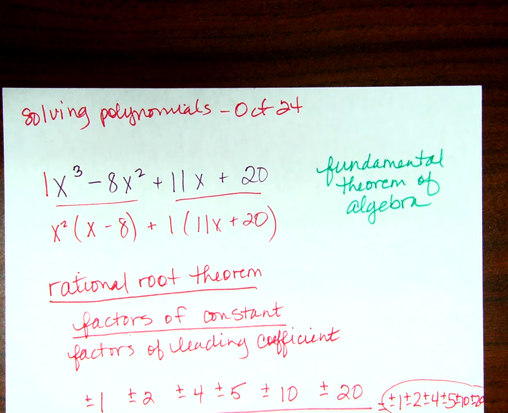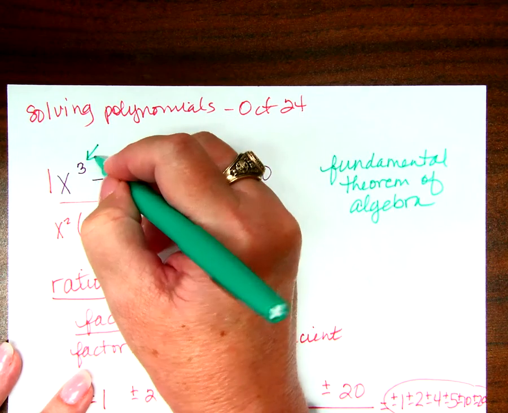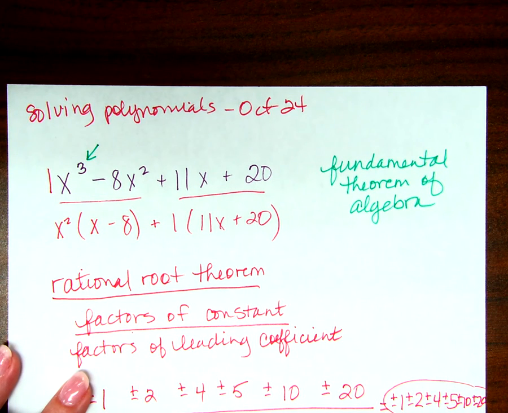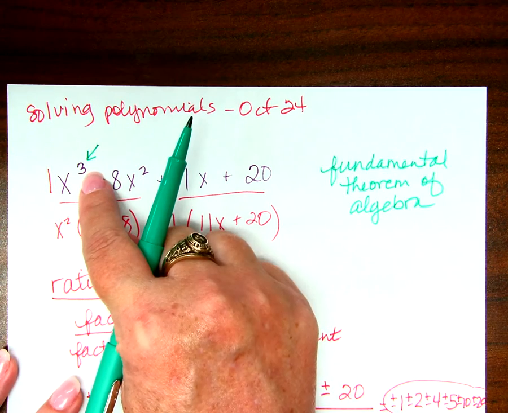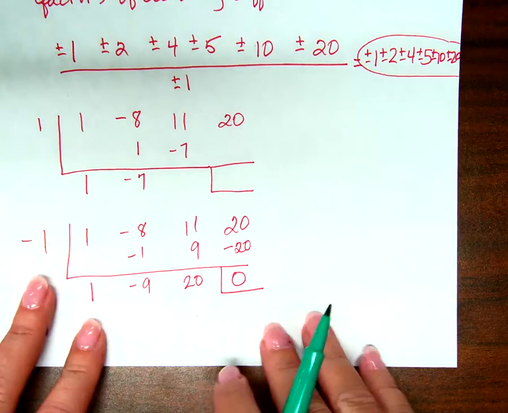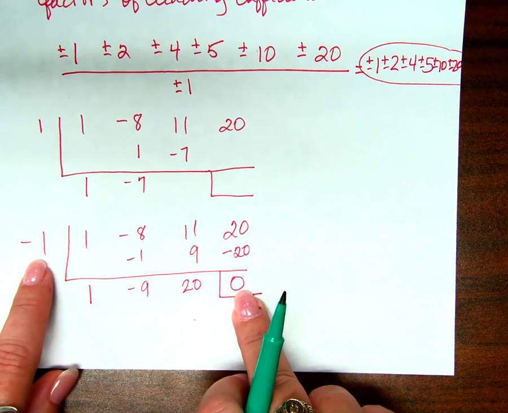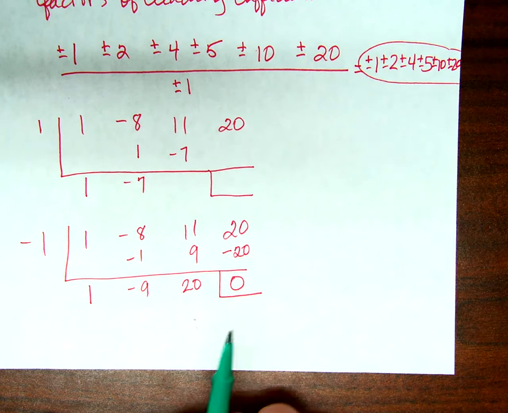Basically, in the very basic form, the fundamental theorem of algebra says whatever your highest exponent is, that's how many answers you should get. Okay? So how many answers am I looking for? 3. And if I'm going to do the synthetic division the whole time, once I get 3 of them, that equals 0 for my remainder, I'm done. Right? But you said you wanted to do it the easy way, right?